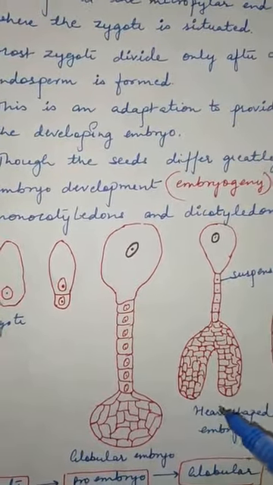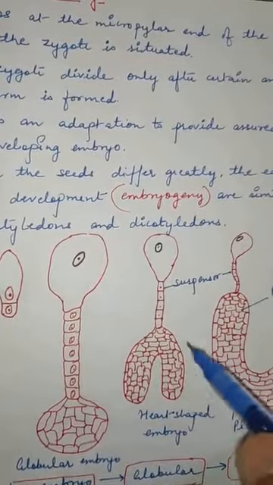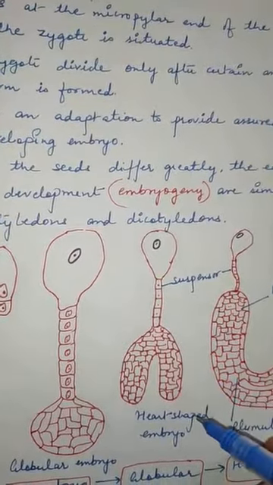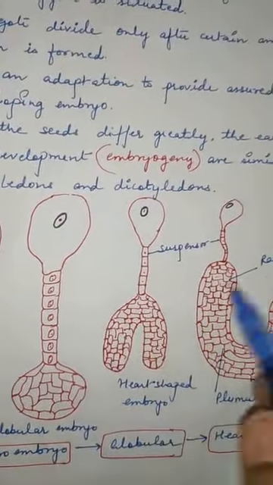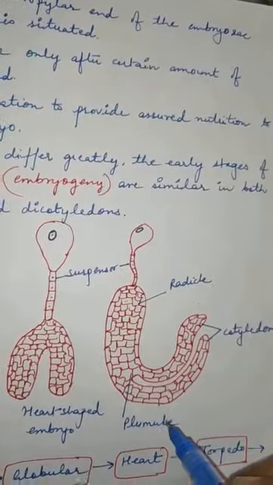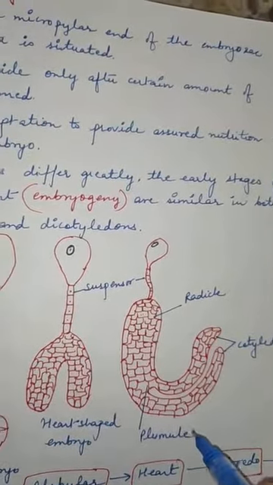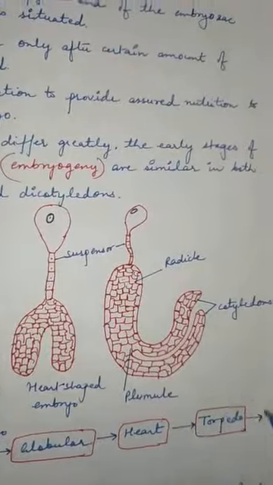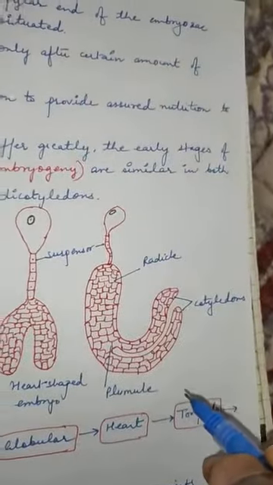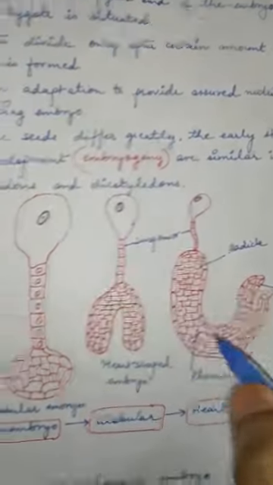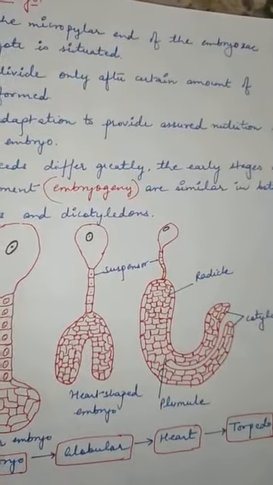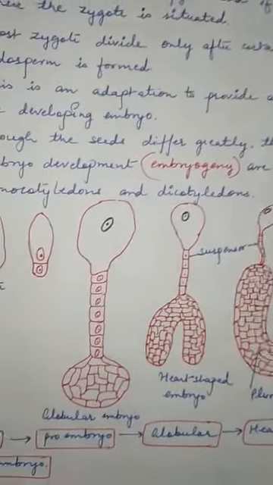And after that, what will form? You will see the heart shape stage. This is the heart shape stage, and this is the suspensor cell. You are able to see it clearly, yes? And after that, the last stage is the torpedo. Clear? Torpedo, and after that the mature embryo will form. This is the mature embryo they are showing in this structure.